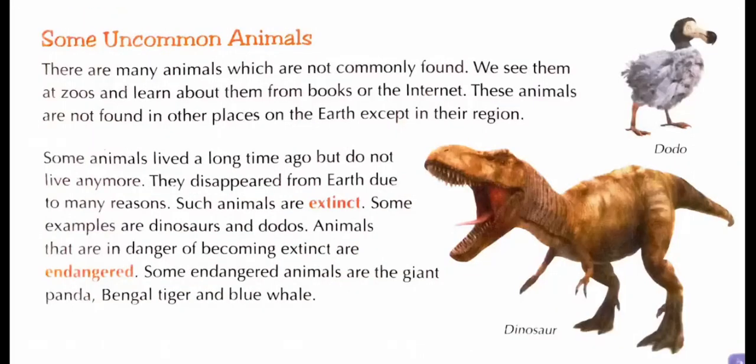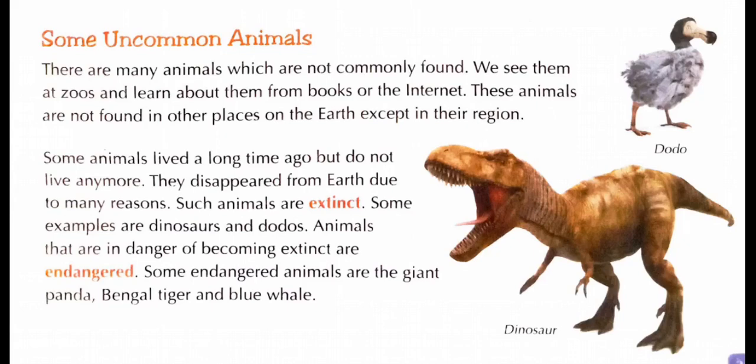Some uncommon animals. There are many animals which are not commonly found. We see them at zoos and learn about them from books or the internet. These animals are not found in other places on the earth except in their region. Some animals lived a long time ago but do not live anymore. They disappeared from earth due to many reasons. Such animals are extinct. Some examples are dinosaurs and dodos.